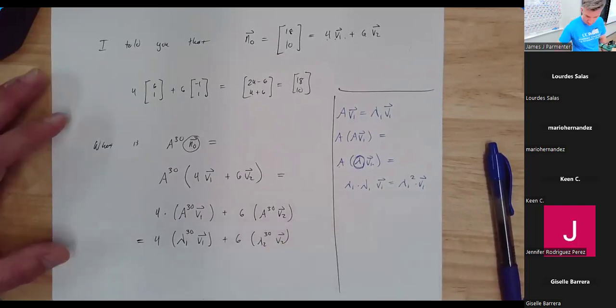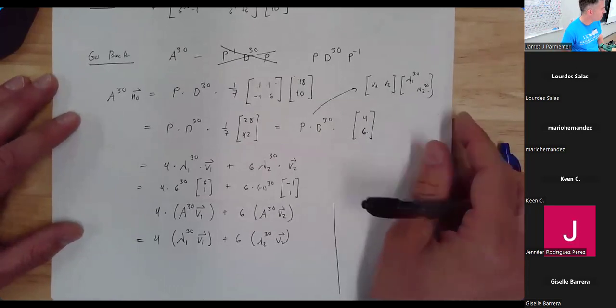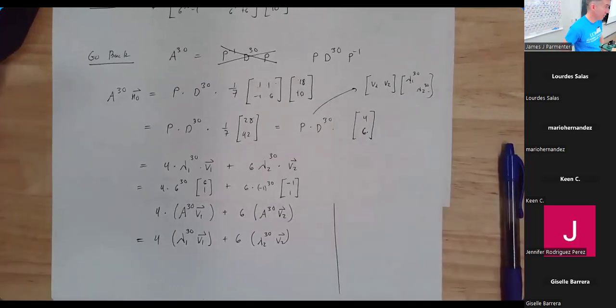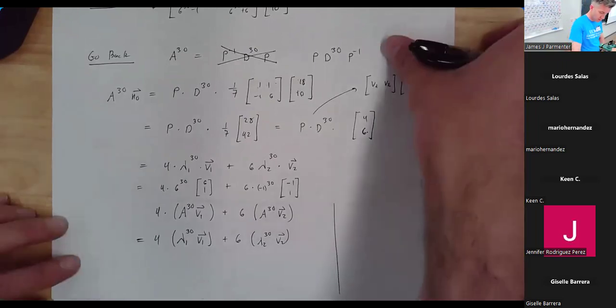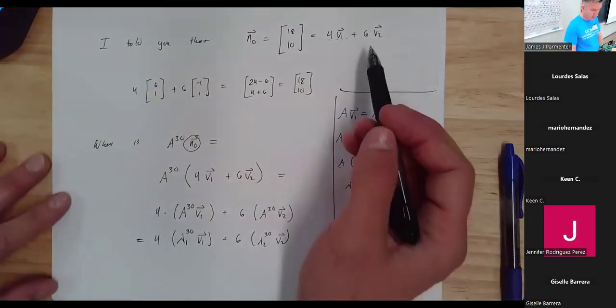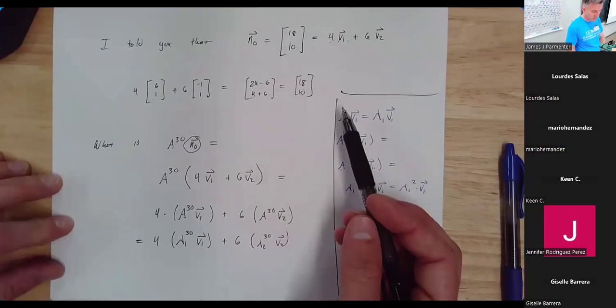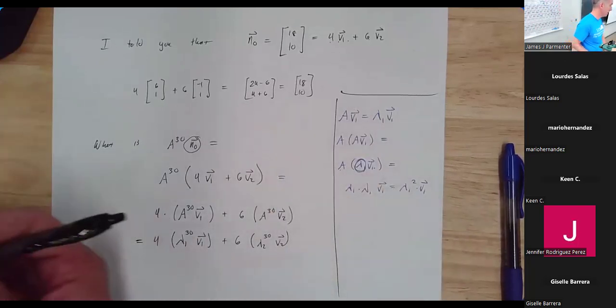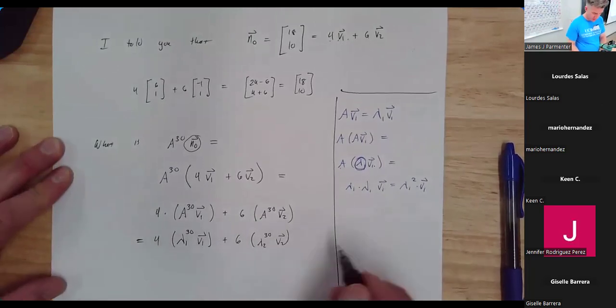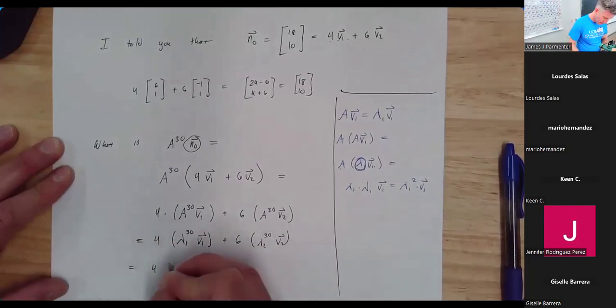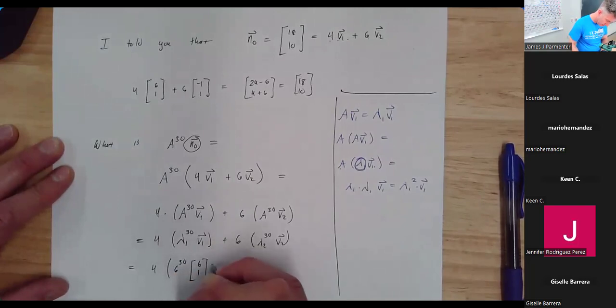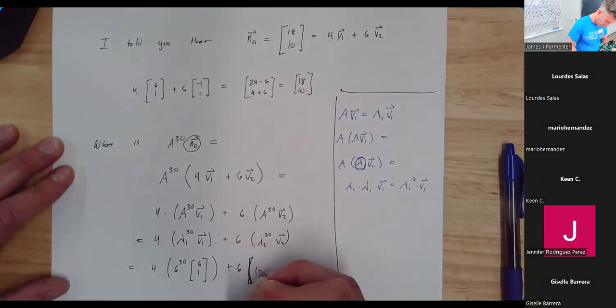Hey, that looks awfully familiar, doesn't it? That's because it's the same thing, and it's supposed to be the same thing. So we could do it that way, but if you're given n naught as a linear combination of your eigenvectors, you're kind of meant to do it this way, which is easier in a lot of senses. And then we can finish this off writing out the actual things. This is 4 times 6 to the 30th power times your first eigenvector plus 6 times negative 1 to the 30th power, sorry, it's looking kind of terrible there, apologies, times your second eigenvector.